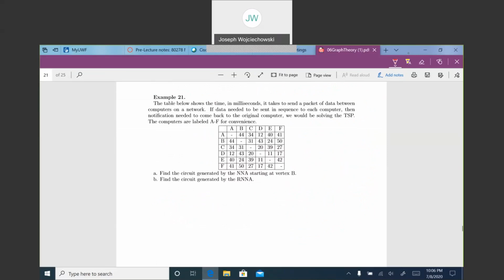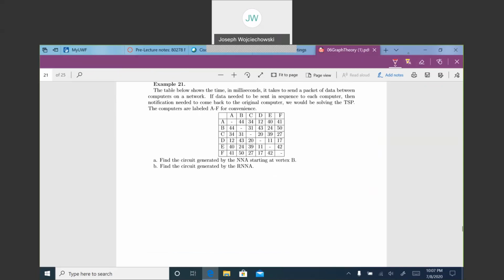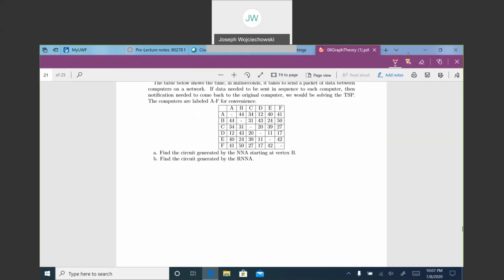Okay. So now instead of having a graph, we have a table here. The table below shows the time in milliseconds it takes to send a packet of data between computers on a network. If data needed to be sent sequentially to each computer, then notification needed to come back to the original computer, we would be solving a TSP. Computers are labeled A to F for convenience. So find the circuit generated by the NNA starting at B, nearest neighbor method.